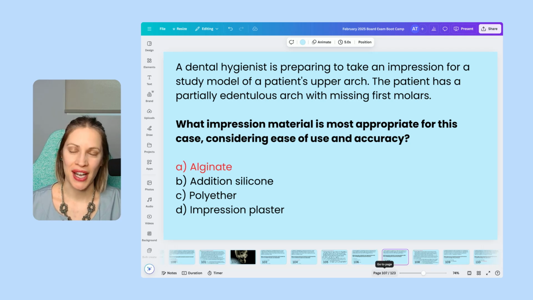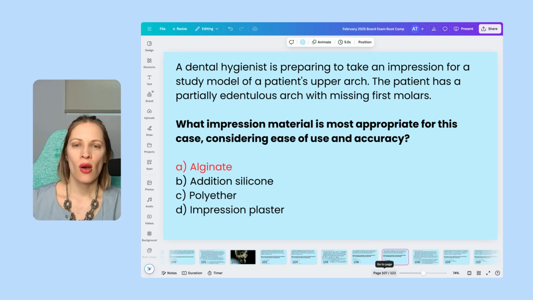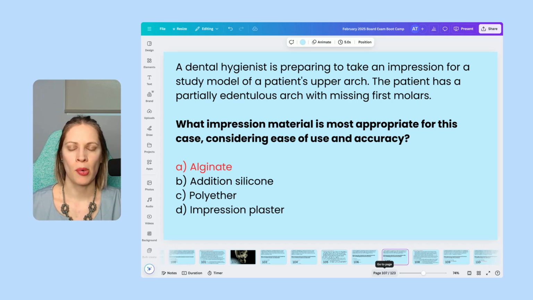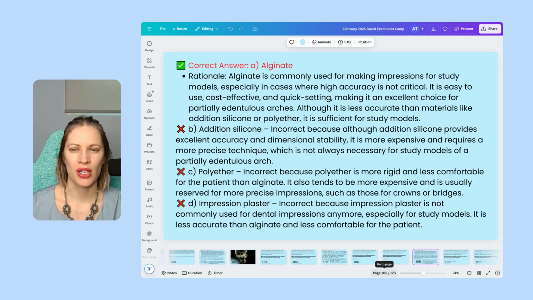It is alginate, and let me tell you why. So, we'll read the question again quickly. They're taking an impression for a study model of the patient's upper arch. You don't really have to worry about the other information at this point, just what is the impression for? It's a study model of the patient's upper arch. The rest of the information is just extra. I think it's trying to trick you. So, alginate's the best answer because that's actually the only answer of how you're going to take a study model.